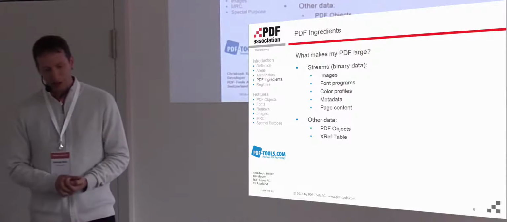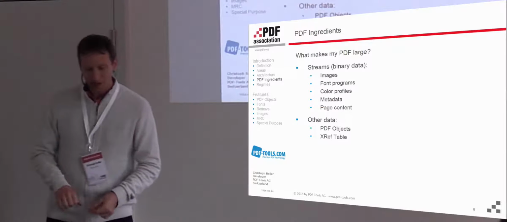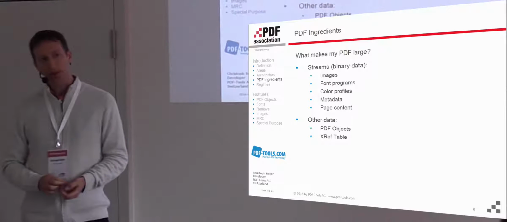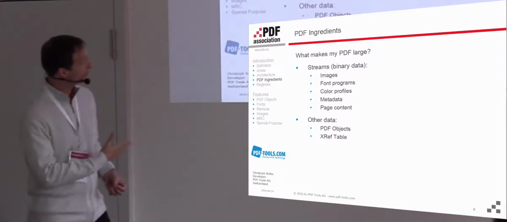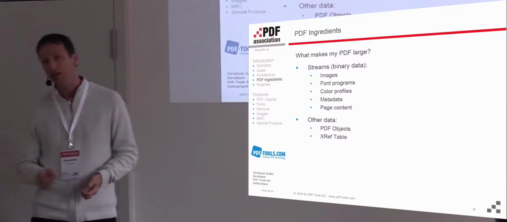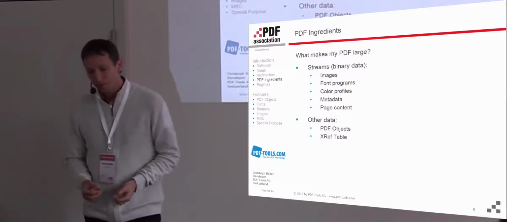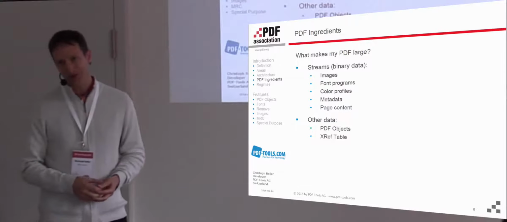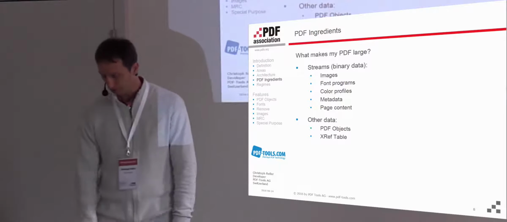And now if I go back to this question, what makes my PDF large? It can be anything of that, really. It depends so much on the nature of the document. It can be images, or it can be the page content, it can even be the xref table. So it's not possible to consider only one of those items when optimizing for file size. We have to take care of all of them.